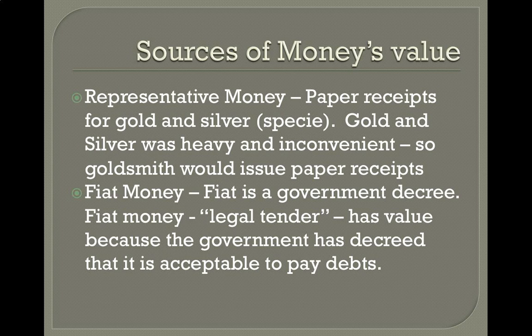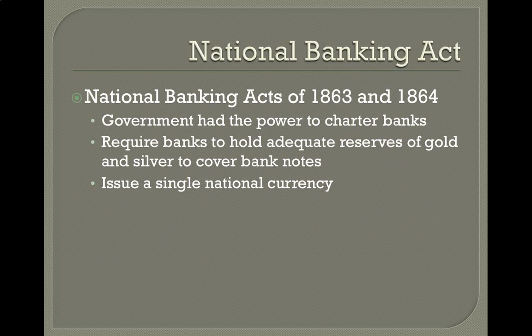The sources of money's value, two different things here. The idea of having gold or silver, which is specie, back your money, and that's called representative money because the piece of paper actually represents a certain amount of gold and silver. So you could take that piece of paper to the goldsmith and exchange it for that particular amount of gold or silver. Then the other is fiat money, and a fiat is just a government decree. And the fiat money is legal tender, and it has value because the government has decreed that it has value and that it is acceptable to pay your debts.